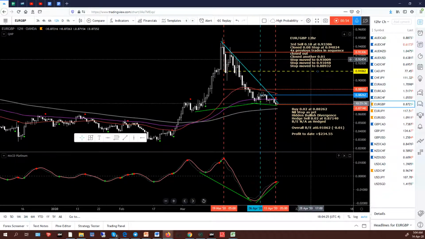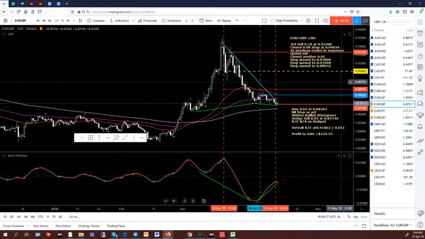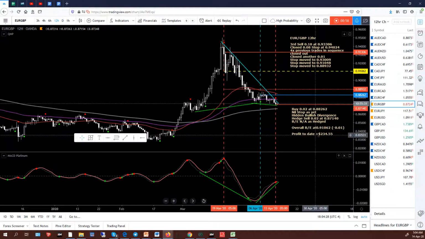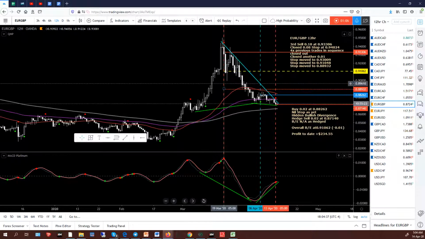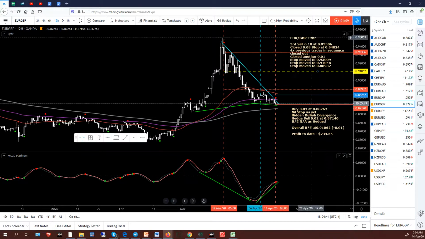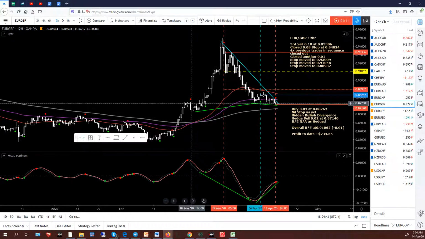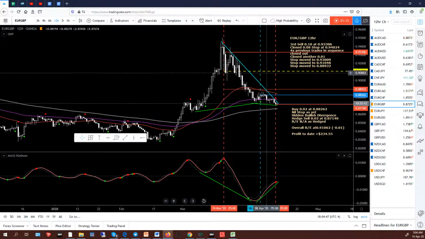You can read my notes. You can slow the video down and read it. It gets a little bit confusing sometimes. Basically it works top to bottom, left to right. So this is my high probability setup. I did take a sell up here initially, so we're looking at this sequence up here. It was a sell, hedge buy, second sell. I'm still in the second sell.